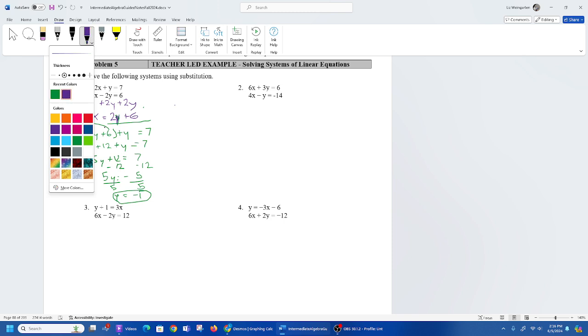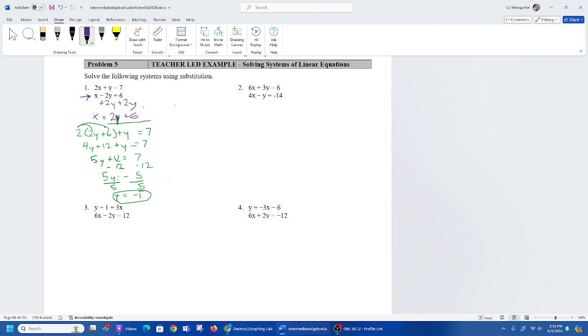To get the other, I'm going to plug this y equals negative 1 into any of these equations. I can use this equation, I can use this equation, I can even use this equation because these two equations are the same, just written in different ways. So I'm going to actually plug it into this equation because we're going to use the least amount of math to figure out what x is. So x equals 2 times a negative 1 plus 6. So x equals negative 2 plus 6. X equals 4. Now we have both halves of our solution.